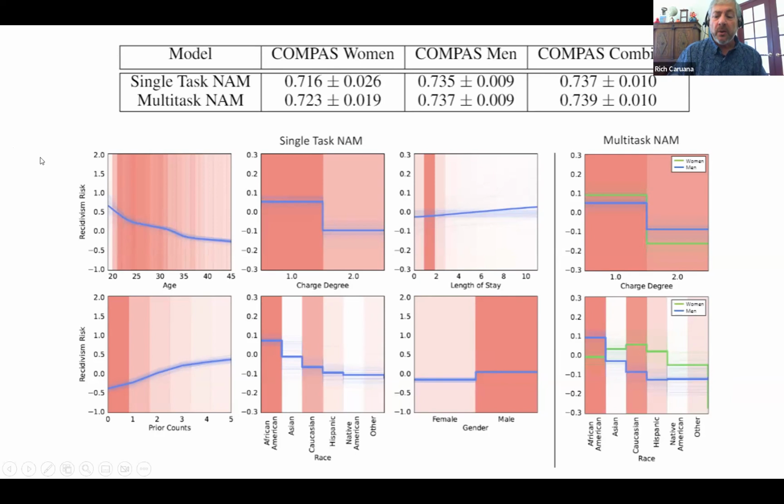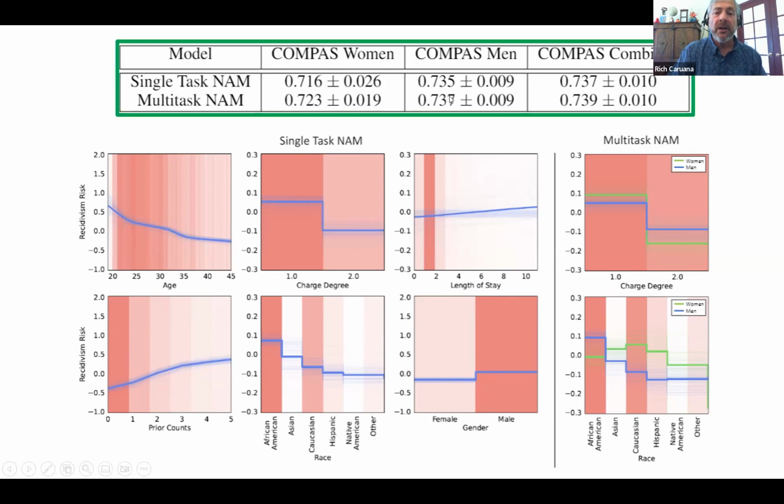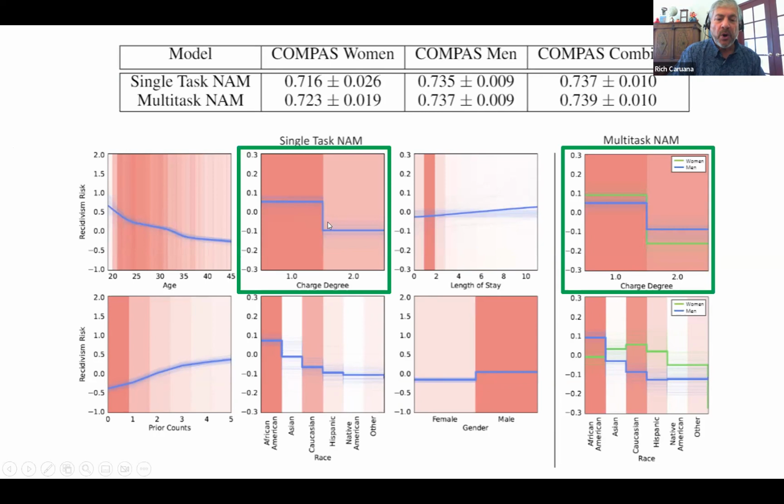What's really exciting, though, is to be able to look at the graphs and see what it has learned. And there's a real difference between a model that's being trained on all people, men and women, versus a model that's doing multitask learning on men and women separately. So let me show you. This is charge degree. This one is a felony on the left. This is a misdemeanor on the right. And notice that if you do a single task NAM, it learns that having a felony puts you at higher risk of committing another crime than having a misdemeanor. Notice that there is a small separation between what's learned for men and learned for women. They're not exactly the same.